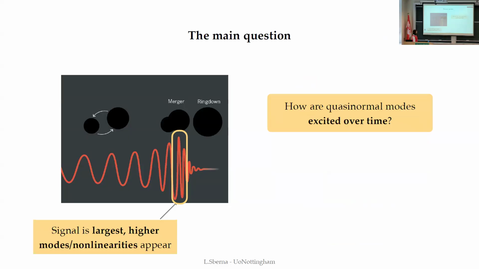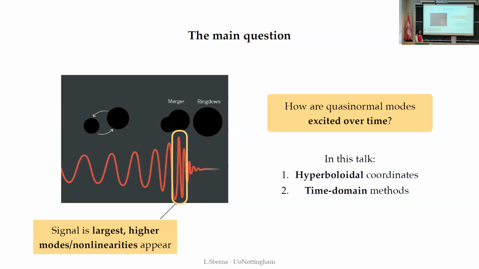As Zheng mentioned, we think there are nonlinearities excited in the ringdown, and we can imagine that they would be most excited exactly in that same region when linear quasi-normal modes are also excited. Also, higher quasi-normal modes with higher overtone number decay rapidly, right? So they are most observable right at the beginning of the ringdown. And of course, the signal is also largest in that region, right? So there are many reasons why we want to understand the dynamical excitation better.